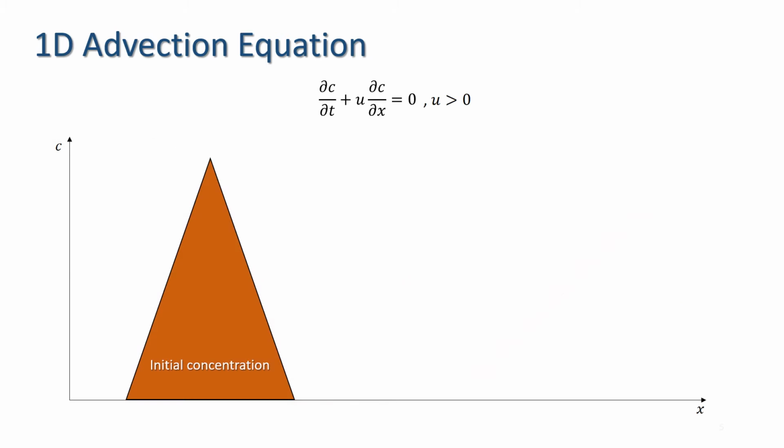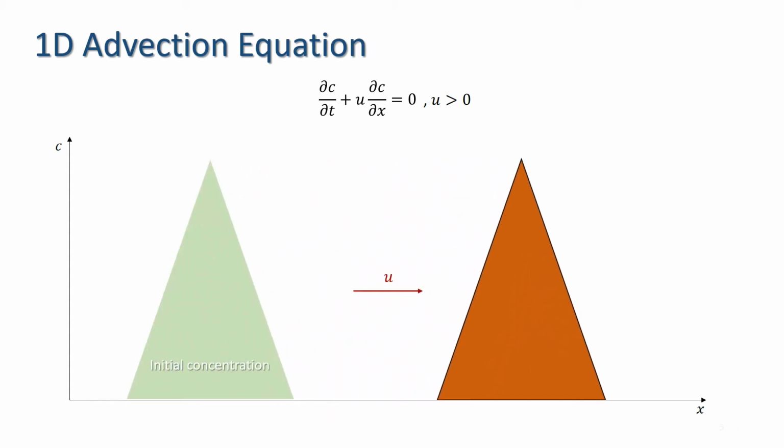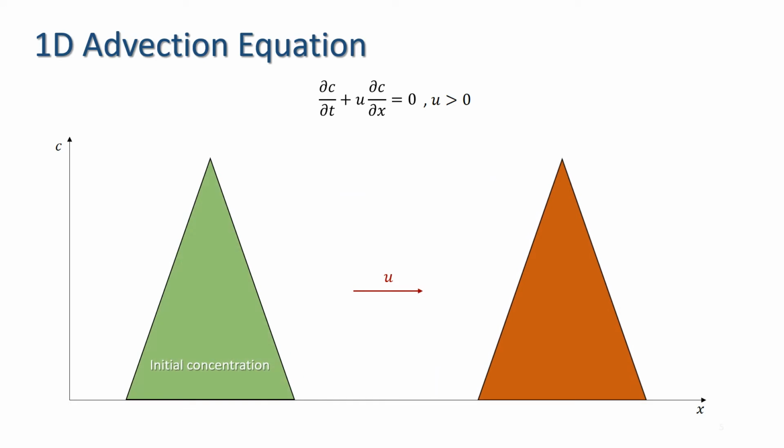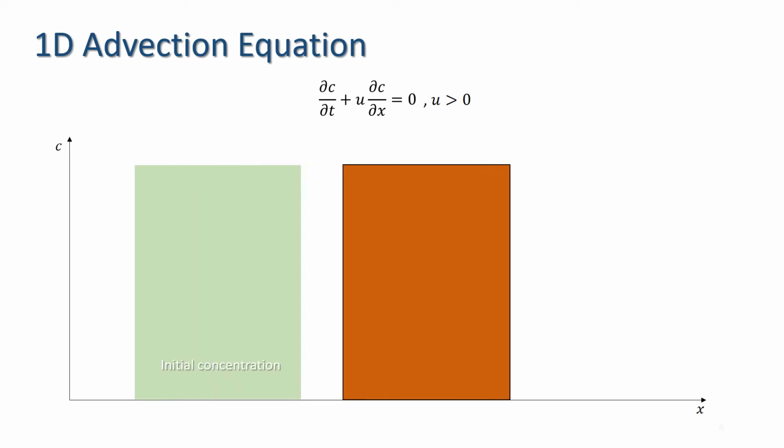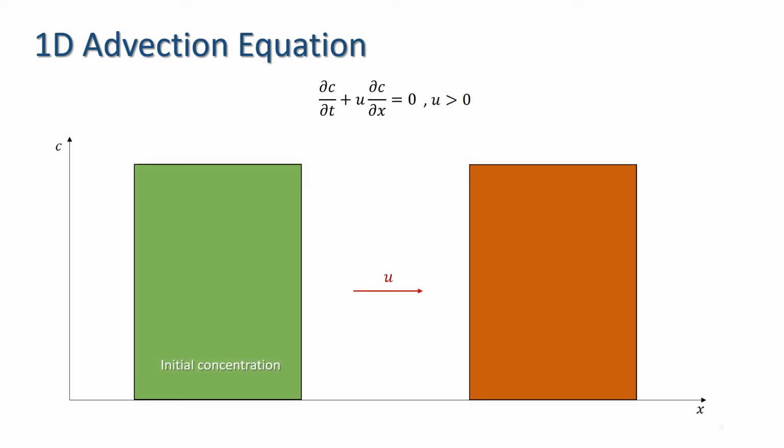So what does this mean? Suppose we have an initial concentration that's a triangular distribution like the one shown here. Then the concentration will move with the flow, i.e. the distribution will stay the same shape, but will move with speed u. The same is true of any initial distribution, provided u remains constant.